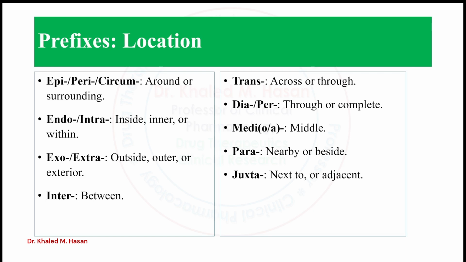Okay, next we are going to speak about prefixes as a location. We are going to speak about epi, peri, circum, endo, intra, exo, extra, inter. Then we have trans, dia, peri, medi or medio, para, and juxta. Again, these indicate the location.